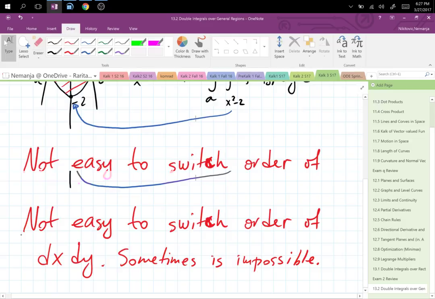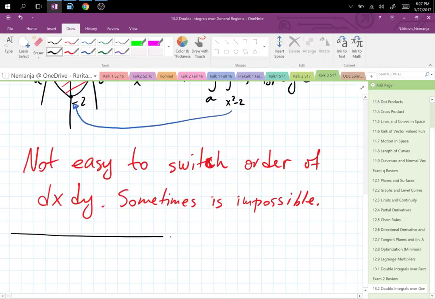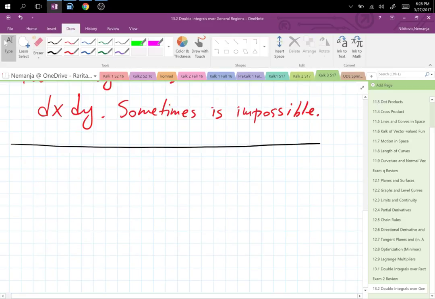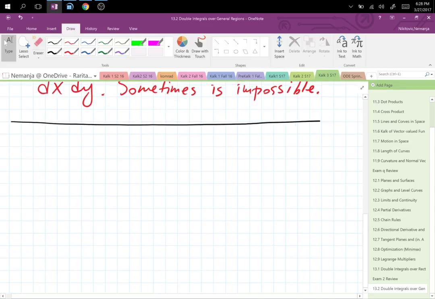Beautiful. So now, how do we deal with this? Well, let me write the definitions first, and then we are going to deal with examples.